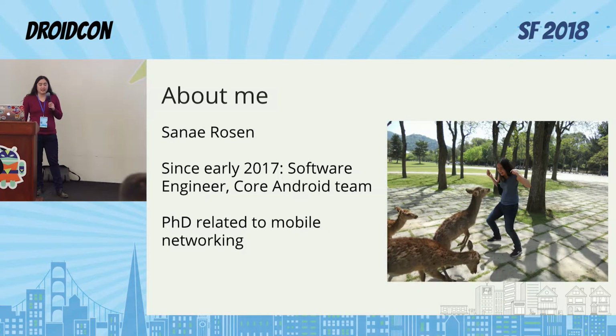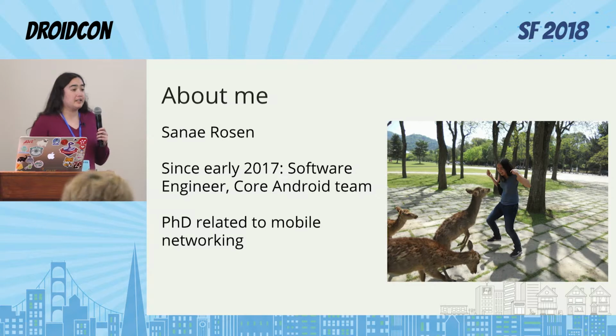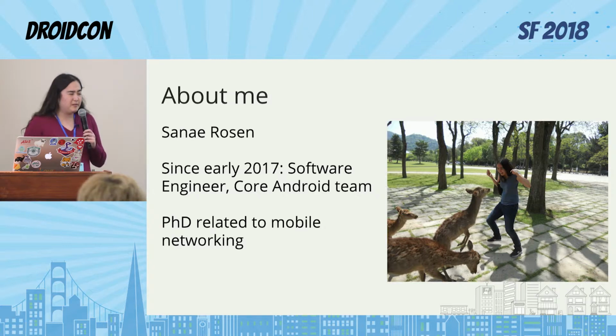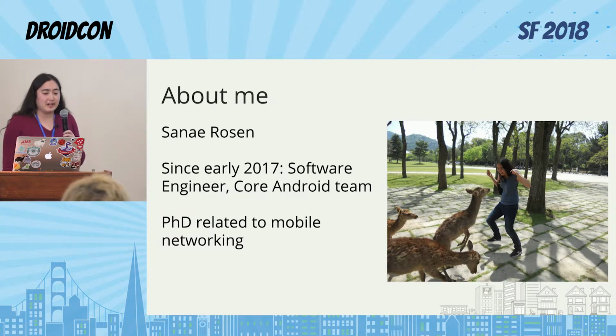So my name's Sanae. For almost a year, I've been working on the core Android team at Yelp. The core Android team is sort of an Android infrastructure team. We work on things like networking, but also the performance, modularization, the testing and build infrastructure, things like that. Before that, I did my PhD related to mobile networking. So mobile networking has been something that's interested me for quite some time.